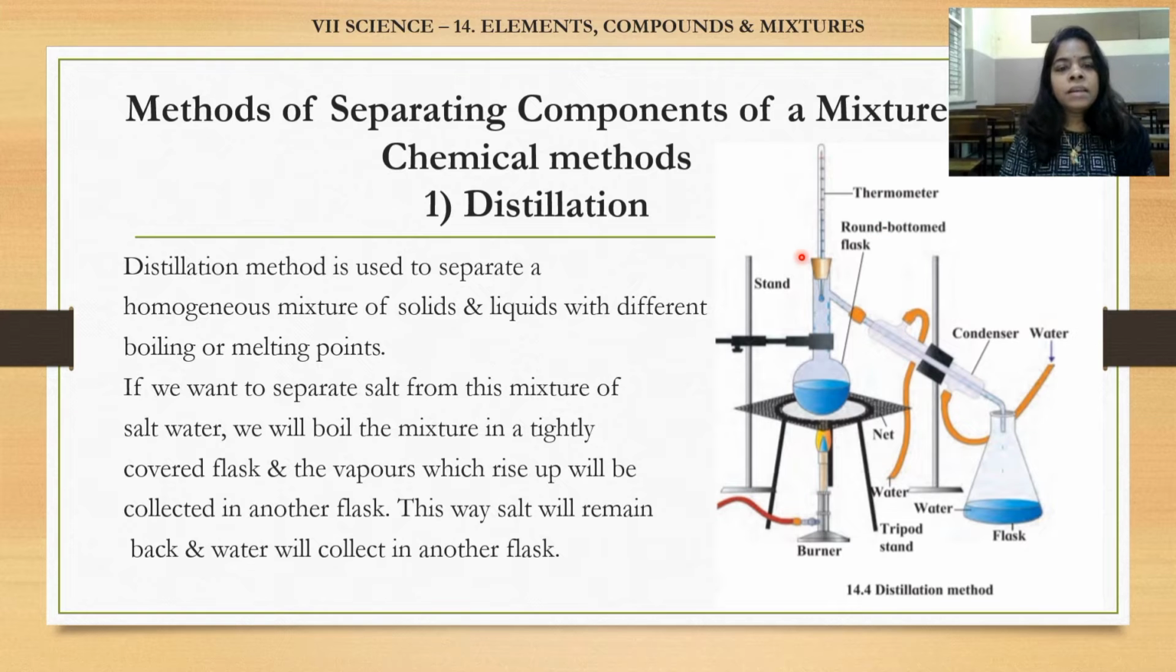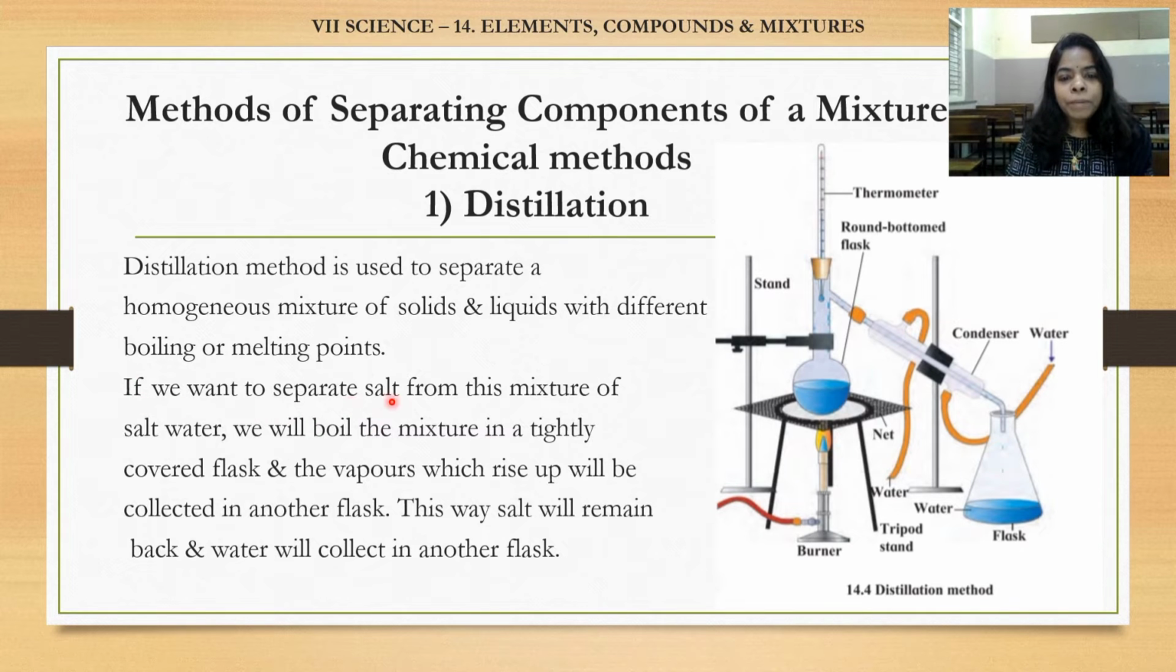Now let us see the different methods of separating components of a mixture by using chemical methods. First one is the distillation method. The distillation method is used to separate a homogeneous mixture of solids and liquids with different boiling or melting points. Here, children, it is very important that the two substances which you are going to separate must have different boiling or melting points. Then only we can separate them. Otherwise, we cannot separate them.